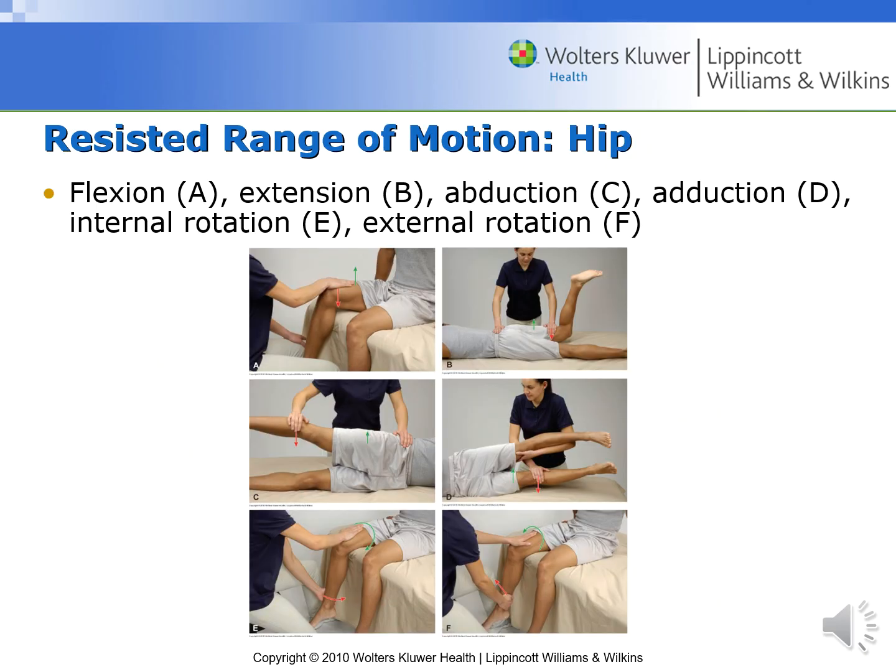Now we're going to see resisted range of motion of the hip joint. In illustration A, we see resisted flexion. Illustration B is resisted extension. Illustration C is resisted abduction. Illustration D is resisted adduction. Illustration E is resisted internal rotation. And illustration F is resisted external rotation.